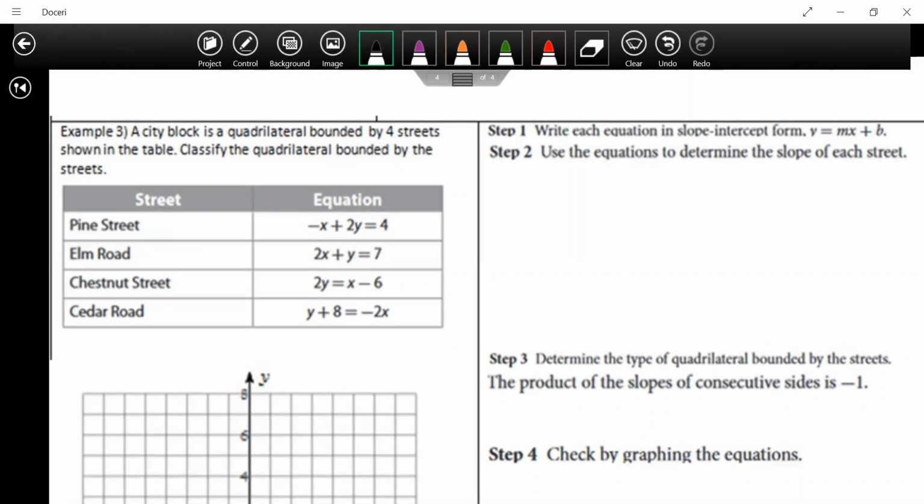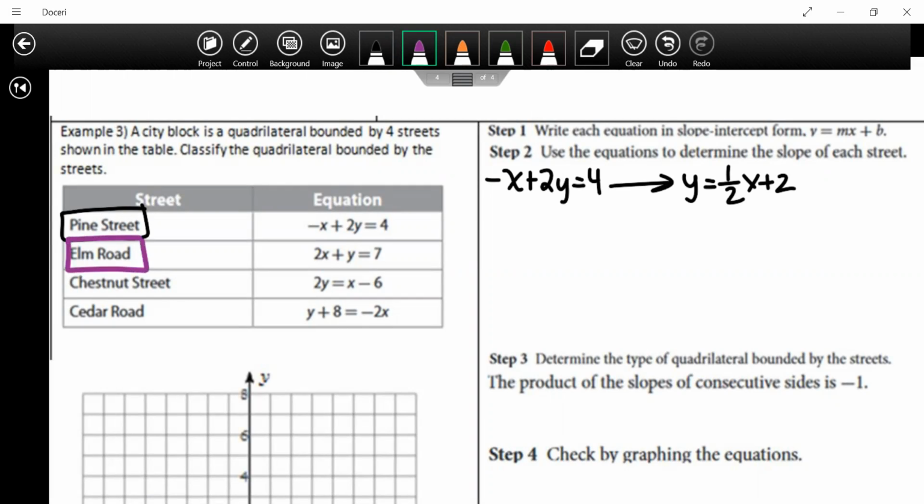convert them into slope-intercept form. So Pine Street, we're going to convert negative x plus 2y is equal to 4 into y is equal to 1/2 x plus 2. So I'm writing in slope-intercept form. You should be able to do that by now. If not, you need to practice.